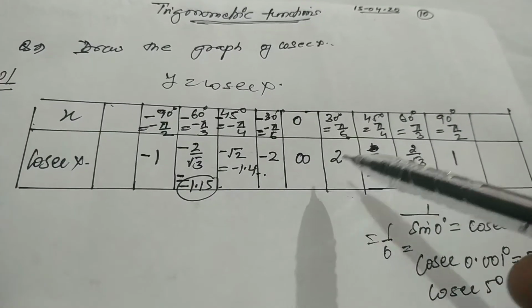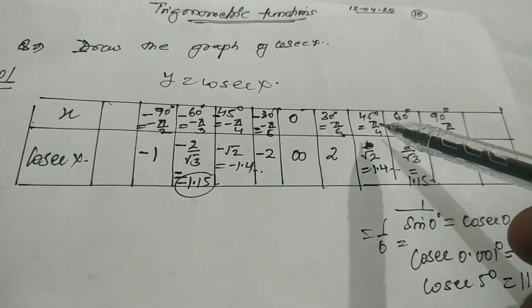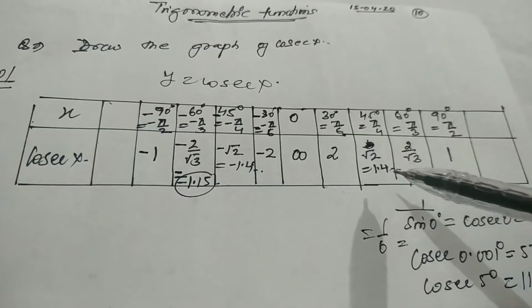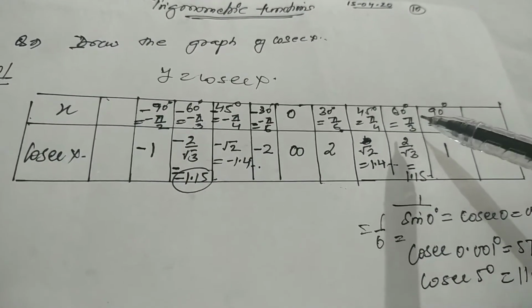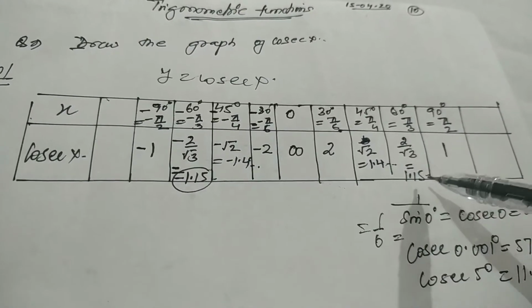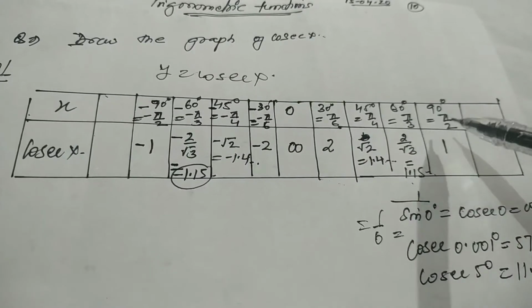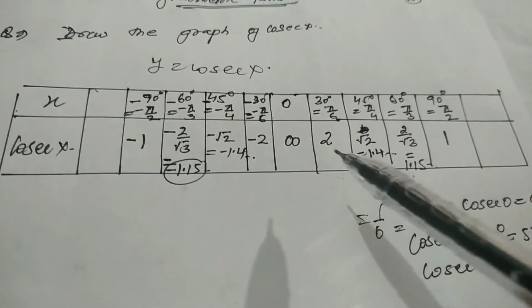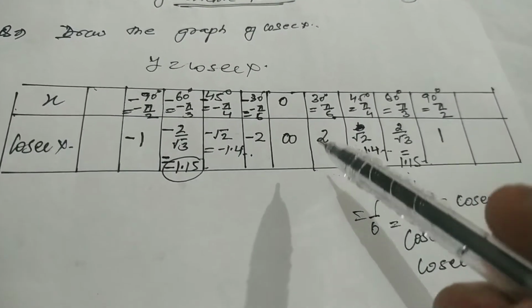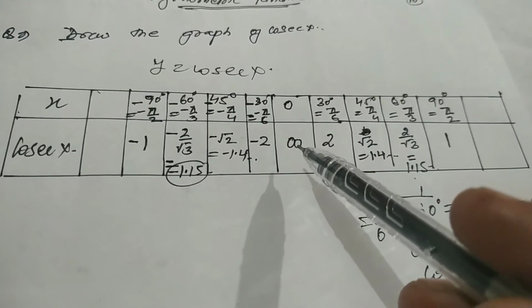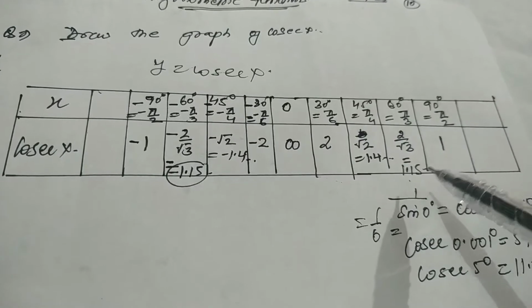Cosec 30 degrees, that means pi by 6, is equal to 2, and cosec 45 degrees, that is pi by 4, is equal to 1.4 and so on. Cosec 60 degrees, that means pi by 3, is equal to 2 upon root 3, which is about 1.15 and so on, and cosec 90 is 1. See this one, the value of cosec theta, that means cosec x, is decreasing: infinity, then 2, then 1.4, then 1.15, and then 1.